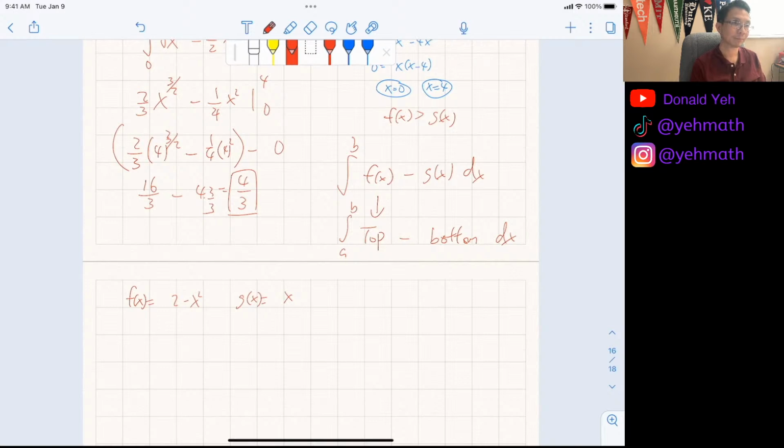And then did they give you the restrictions? It's like from 0 to 1 or something. Why do you have a restriction? It doesn't have a whole parabola? You just graph as much as you can. Now you can use the rest of the math to find out where they intersect.